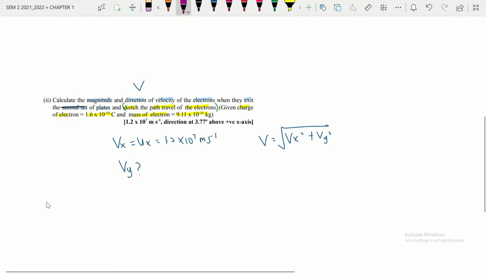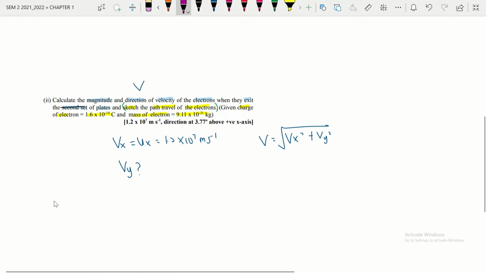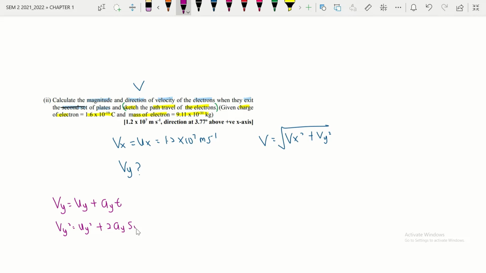So remember, ingat balik equation yang Miss ajar. Motion dia ke atas ya, motion dia ke atas. So dia attracted to positive plate. Remember, kita kan ada Vy equals to Uy plus Ay t. Dan kita juga akan ada Vy squared equals to Uy squared plus 2 Ay Sy. Dan kita juga akan ada Sy equals to Uy t tambah half Ay t squared.